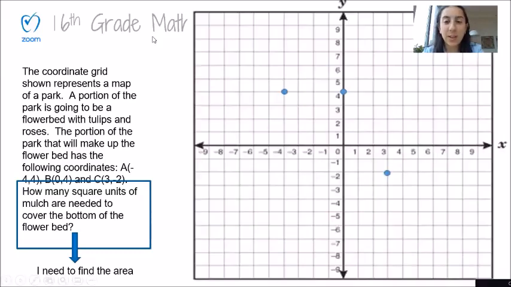As you can see, when I plot the points, they look like this. And when I connect the lines, I actually form a triangle. This is an obtuse triangle because it has an angle that is larger than 90 degrees.